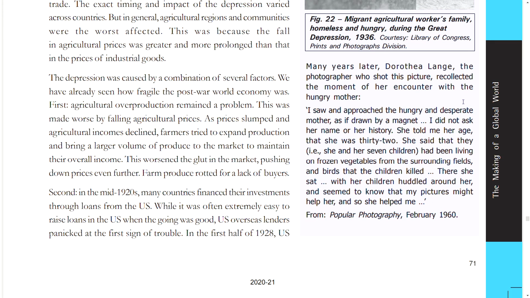Many years later, Dorothea Lange, the photographer who shot this picture, recollected the moment of her encounter with the hungry mother. I saw and approached the hungry and desperate mother as if drawn by a magnet. I did not ask her name or her history. She told me her age, that she was 32. She said that she and her 7 children had been living on frozen vegetables from the surrounding fields and birds that the children killed. There she sat with her children huddled around her and seemed to know that my pictures might help her, and so she helped me. From Popular Photography, February 1960.